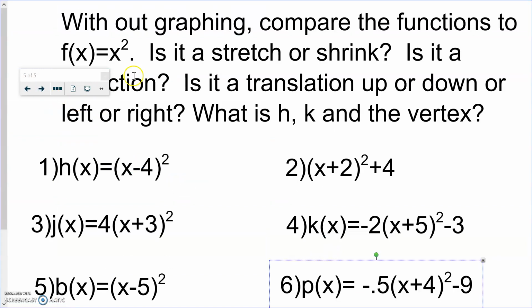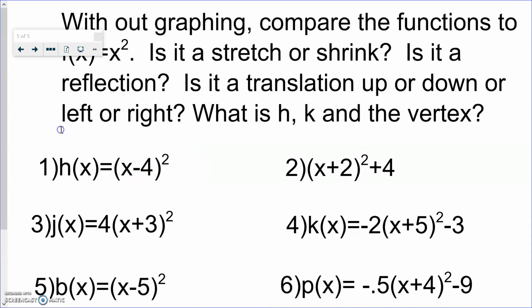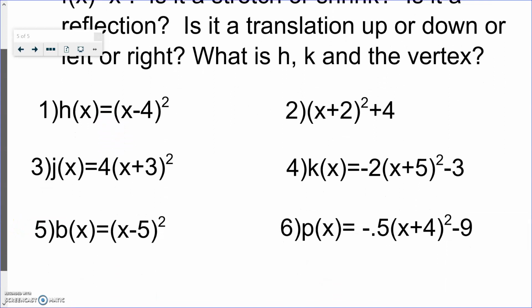Our assignment is going to be without graphing. I want you to compare the functions to f of x equals x squared, which is our parent graph. Tell me, is it a stretch or a shrink? Is it a reflection? Is it a translation up or down or left or right? And how many units? What is h? What is k? And give me the vertex. Through all this in our notes previously, we can figure all that out without having to graph the equation. We can simply look at the function and we will know. Please use your notes from previous classes. We have 6 practice problems. Please give me all this information. Thank you.